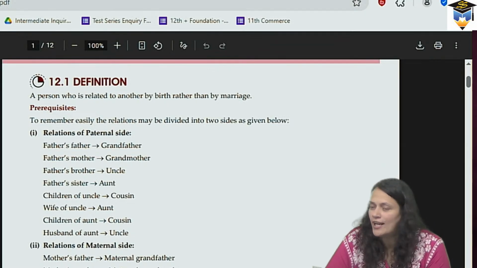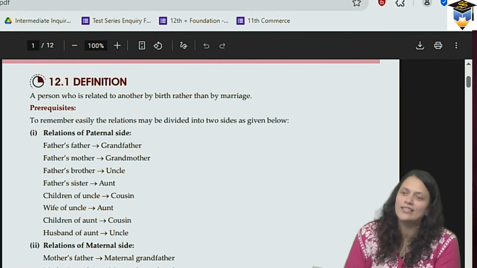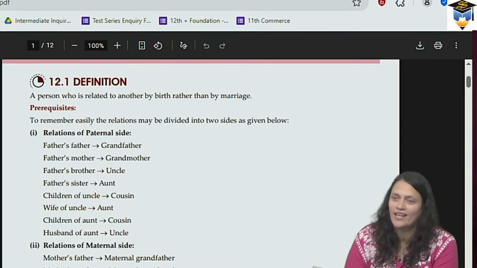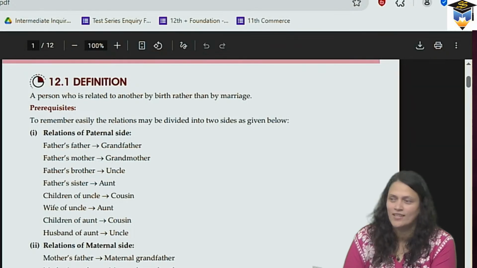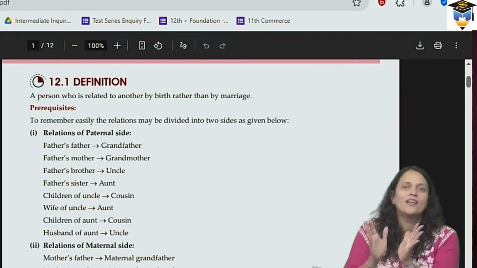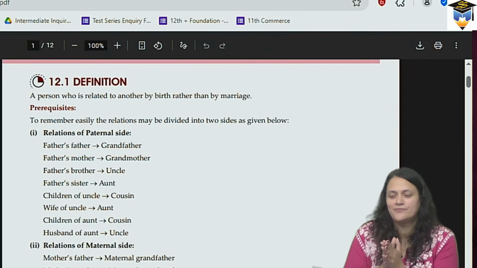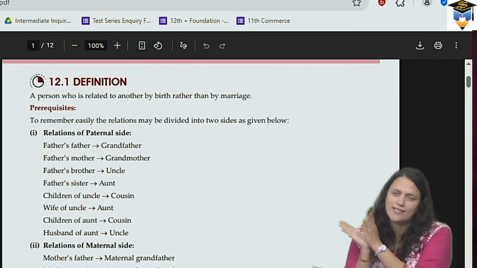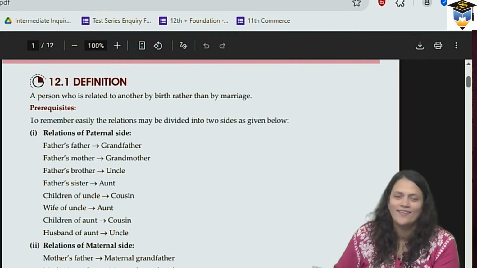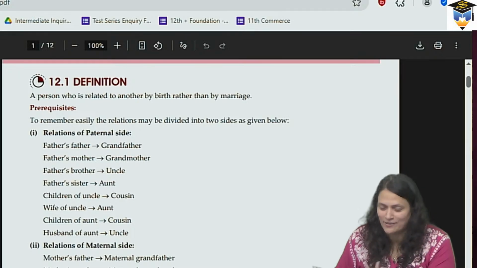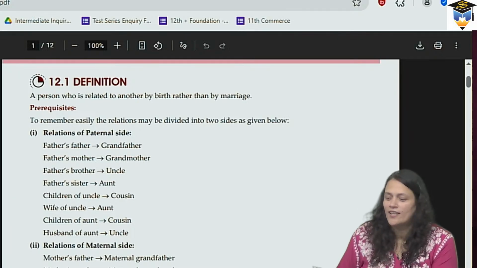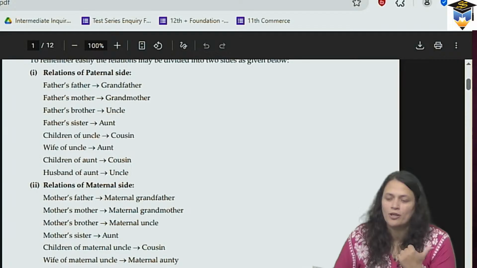Then husband of the aunt. What do we call husband of aunt in Hindi? So understood? Husband of aunt in Marathi is the aunt's mister. Okay? So we call him Kaka only in Marathi. Alright. Now let us go to the relations from your maternal side.